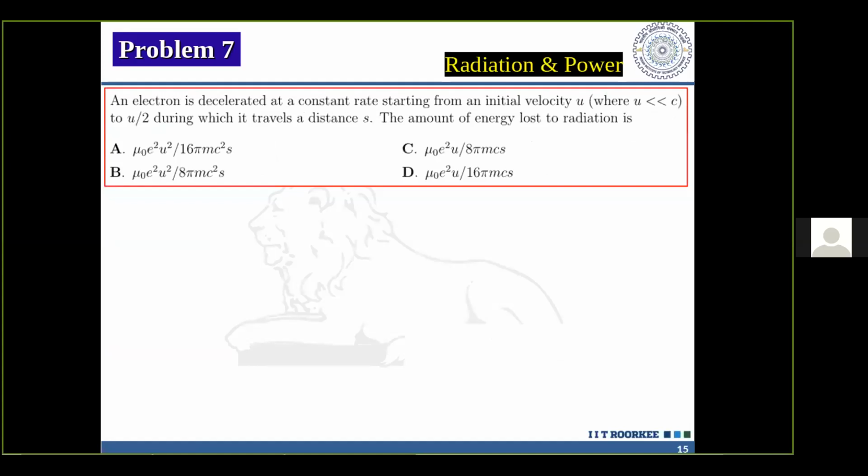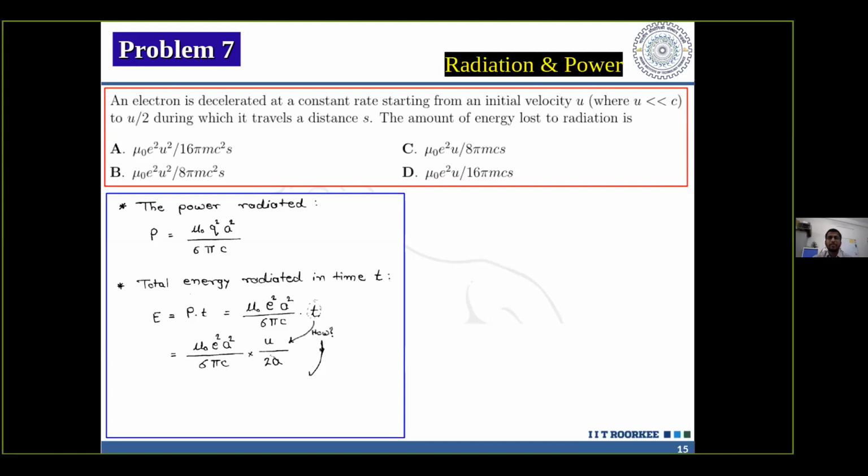So you remember that this problem is a deceleration problem, which says that its initial velocity goes from u to half, u by 2, during which it travels a distance s. What we have to find is the amount of energy lost to radiation. Actually, it should be the fraction of its initial kinetic energy lost to radiation. So for that I will start with the power formula. The power radiated by any charged particle which accelerates or decelerates is given by this formula, which I said you have to remember.